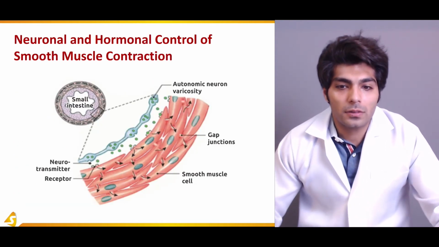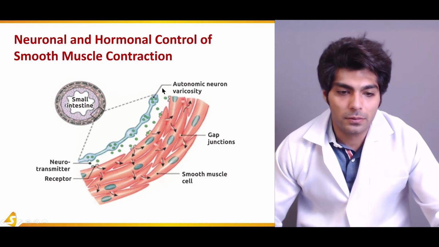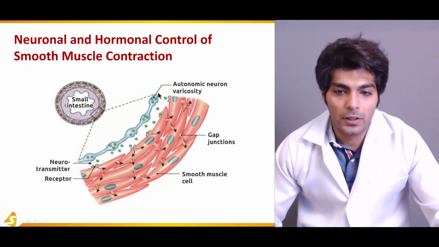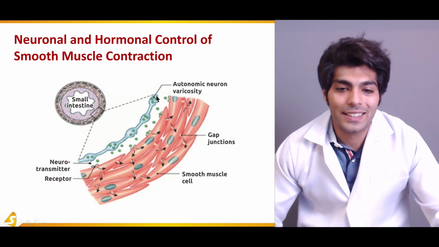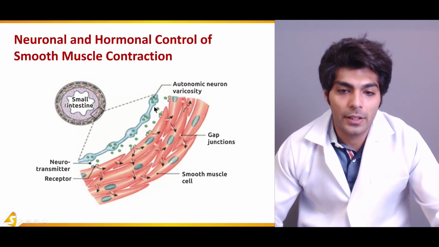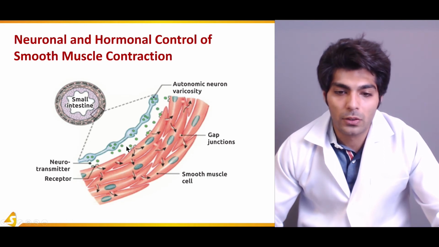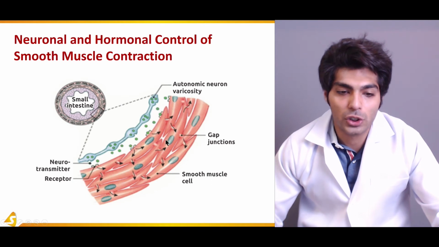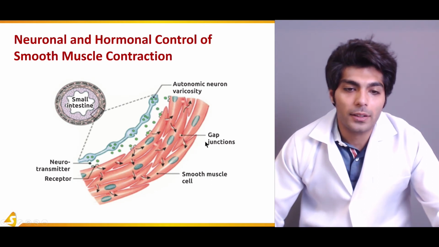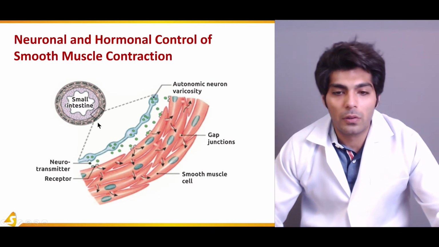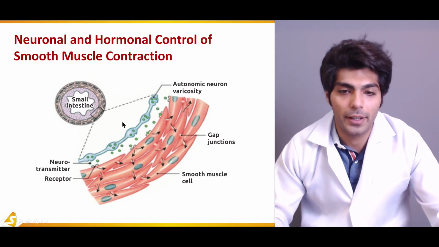So this is a diagram of an autonomic neuron possessing varicosities and containing the neurotransmitters, which are green in color, and once they are released and bind on the receptors of the sarcolemma, the action potential is generated from one cell to another with the help of the gap junctions, and they perform their function of contraction and relaxation accordingly.